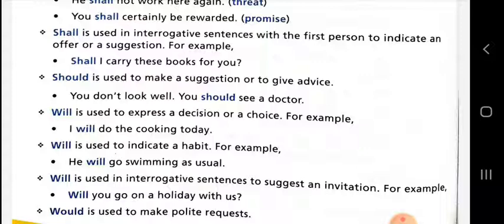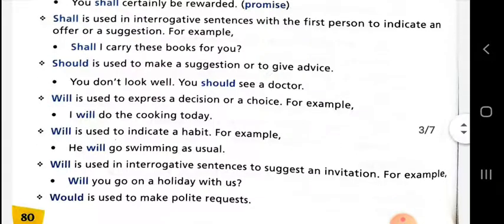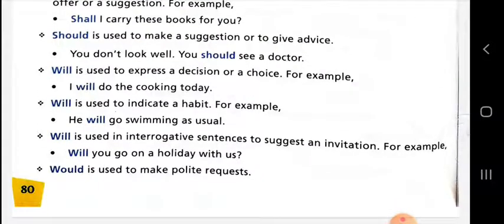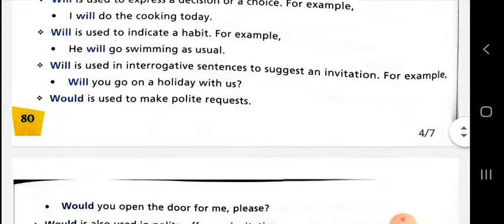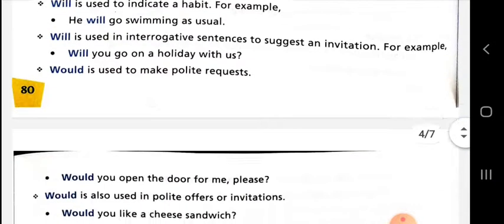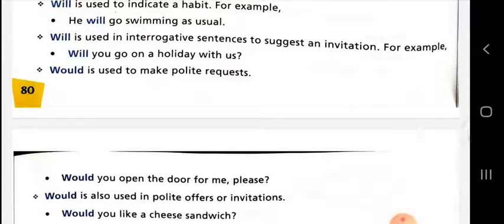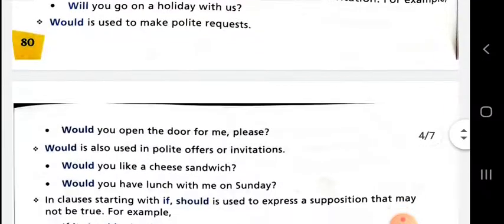Next point, will is used in interrogative sentences to suggest an invitation. Will you go on holiday with us? And next point, would is used to make a polite request. You can use would to request anybody in a polite way. Would you open the door for me, please?